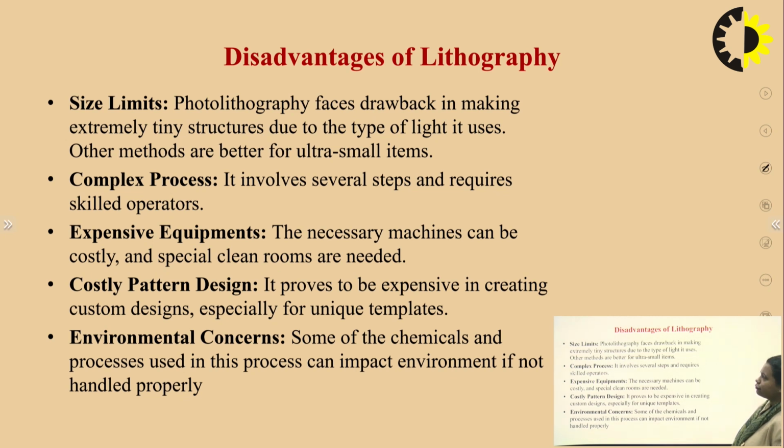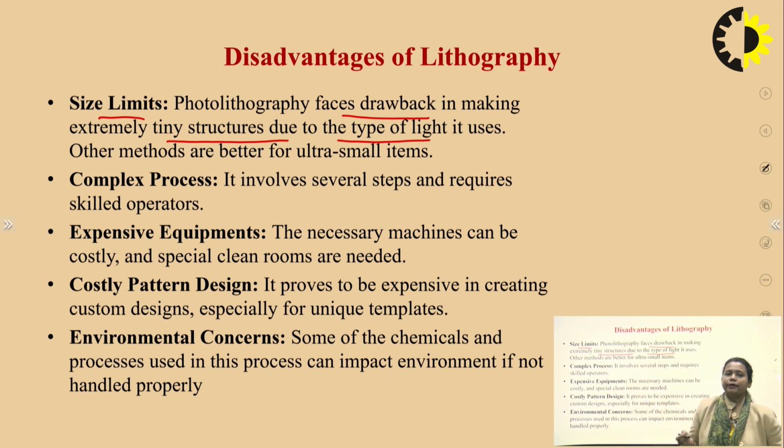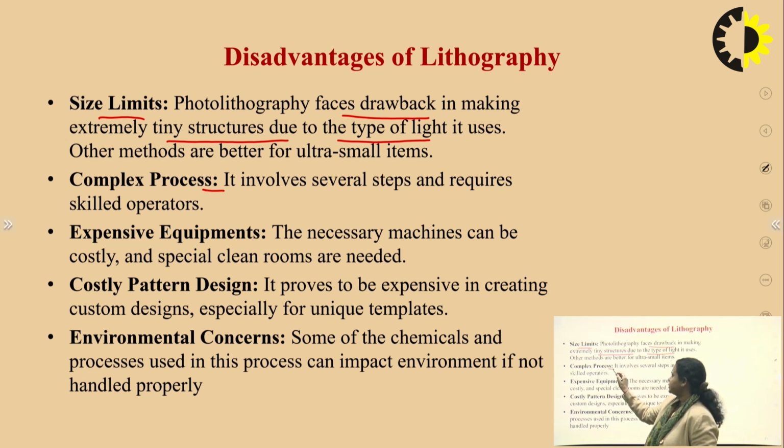So these are the advantages of optical lithography. Then the disadvantages of optical lithography: the size limits. It is also known as photolithography. It faces drawbacks in making extremely tiny structures due to the type of light it uses, because it is using UV light, right? And the structures which we are making with the help of photo mask in the presence of light are basically of small size, so they are making tiny structures. Then it has a complex process. Complex process means because we are using some photo mask, we are applying photoresist, we are using photo mask.